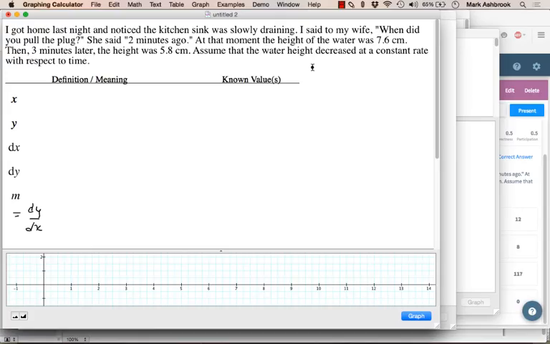When it says 3 minutes later, it means 3 minutes after those 2 minutes. 3 minutes after the time that it was 7.6 centimeters. So it was 7.6 centimeters, and 3 minutes after that, later than the time it was 7.6 centimeters, it's 5.8 centimeters. So it means 5 minutes after it started. Okay.